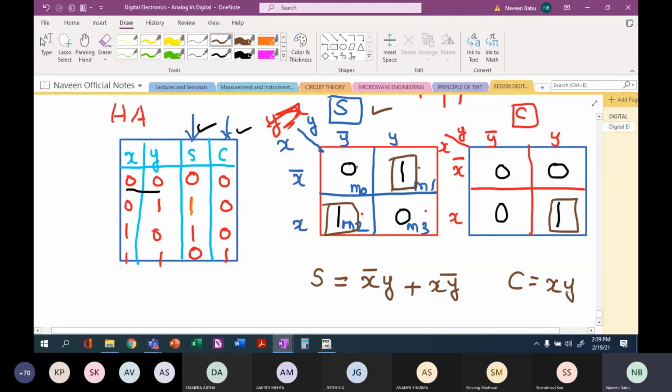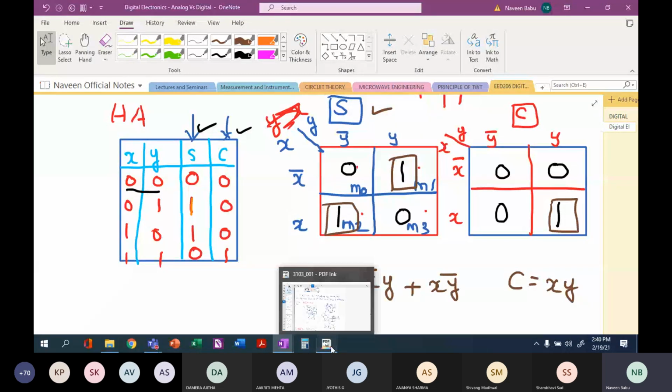So this is how we get the Boolean expressions. Any doubt? We have taken a very simple problem for a half adder. Now let us do a 3 variable map.